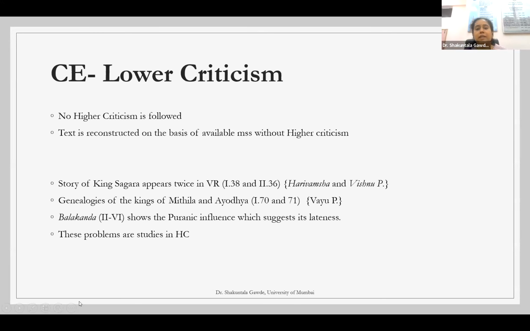So this critical edition of the Valmiki Ramayana which is prepared is a part of lower criticism, as I explained in the beginning. Now there is a lot of scope to do studies and research as a part of higher criticism. The text is reconstructed on the basis of available manuscripts.